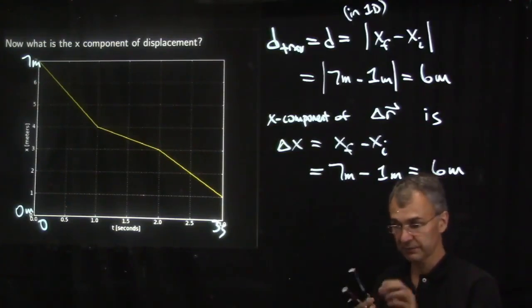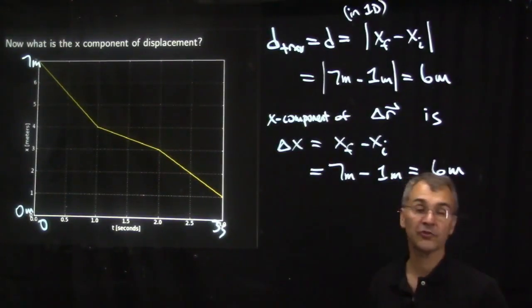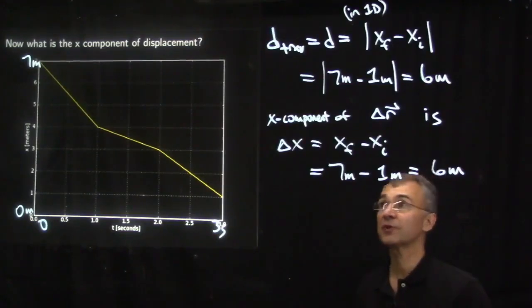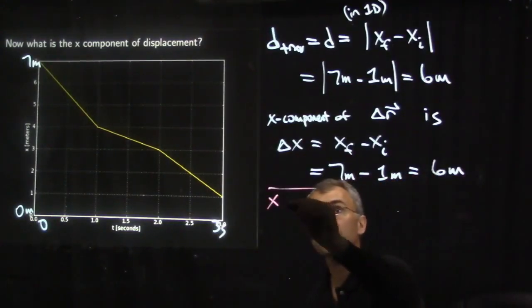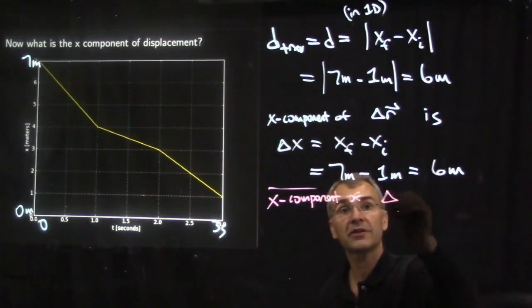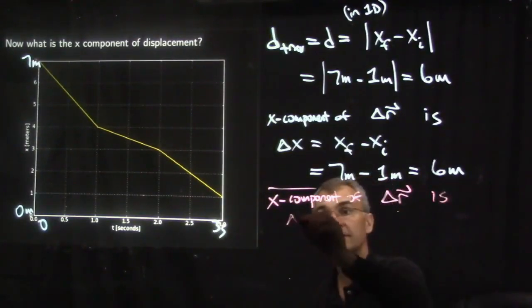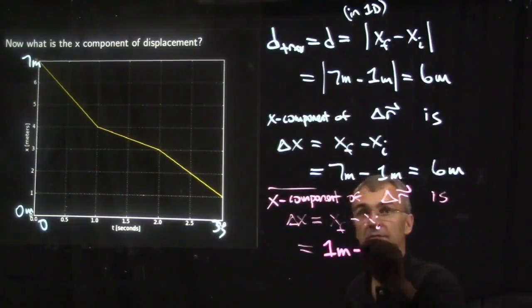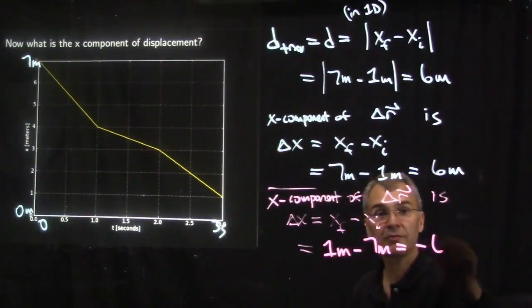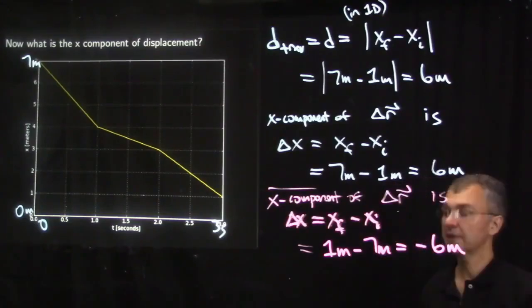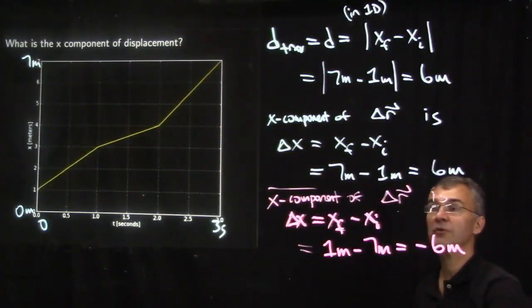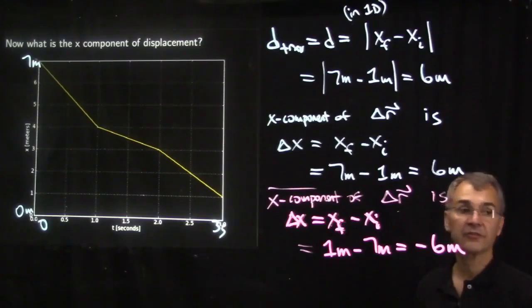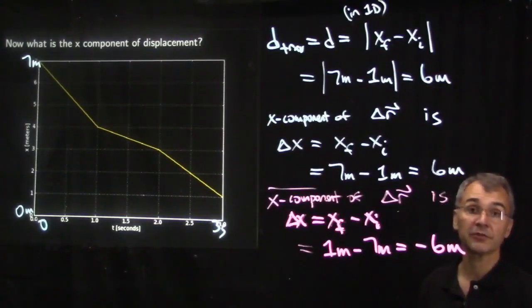Now we've changed the problem a little bit. We basically reversed course. Now what is the x component of displacement? Well, now the x component of displacement, where delta r is the displacement vector, is delta x, which is x final minus x initial, which is 1 meter minus 7 meters, which is minus 6 meters. In the previous graph, the x component of displacement was plus 6 meters. In this graph, the x component of displacement is minus 6 meters. In both cases, though, the distance traveled is 6 meters.